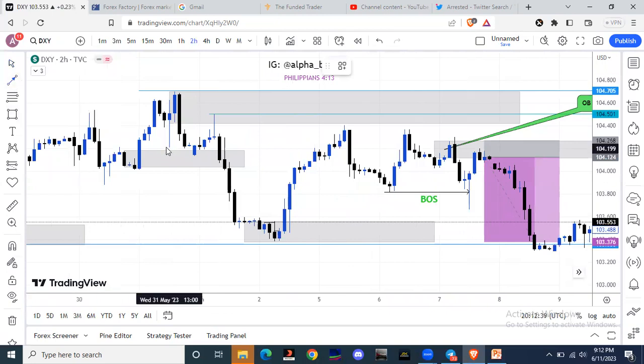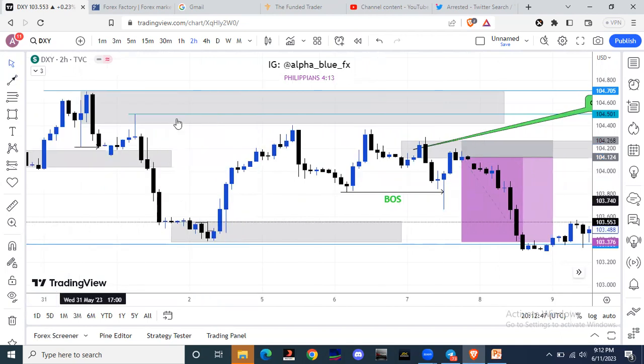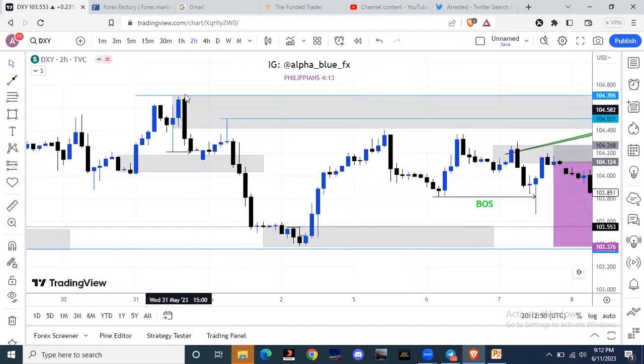This was a low. This wick here was a low. It broke it and formed a lower low. You understand? So this is a valid order block. This is the last bullish candle. Then we had a strong move to the downside, which broke structure.